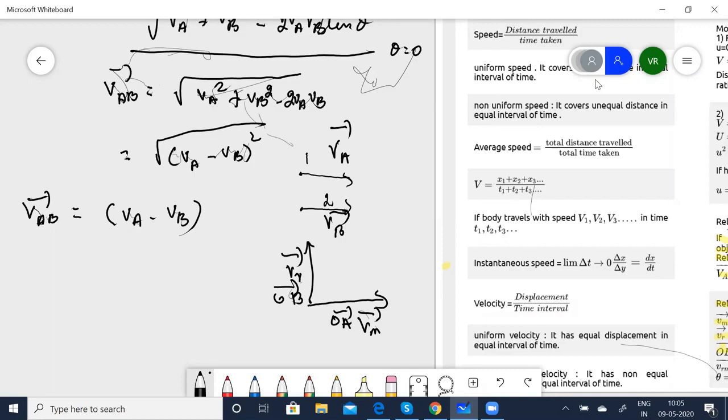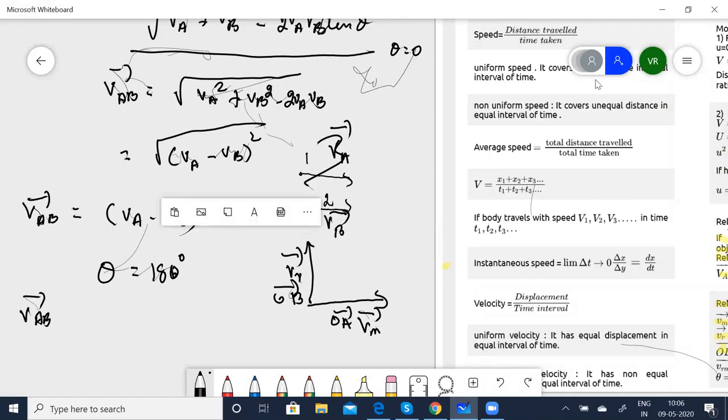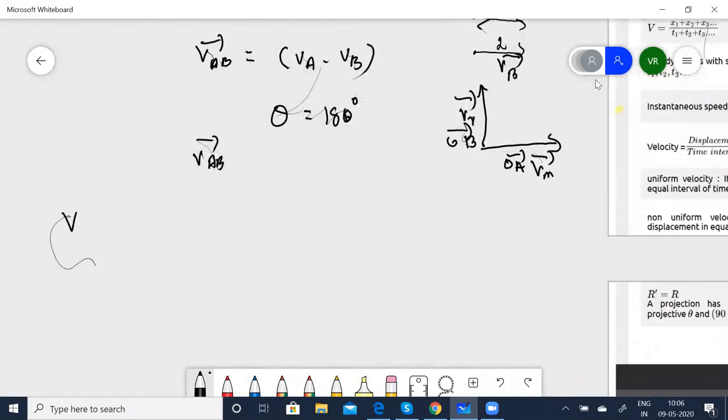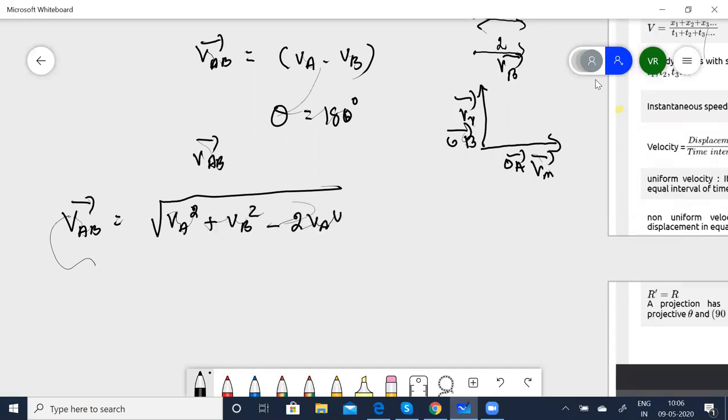Suppose the angle theta is now going to be 180 degrees, how do you write this? So VAB vector becomes, you can as well clear this. Okay, let me write it here. VAB vector is equal to root over VA squared plus VB squared minus 2 VA VB cos of 180 degrees.